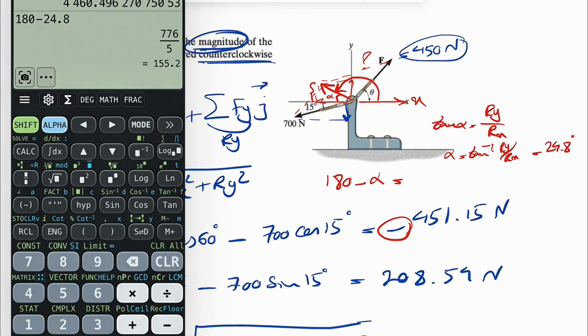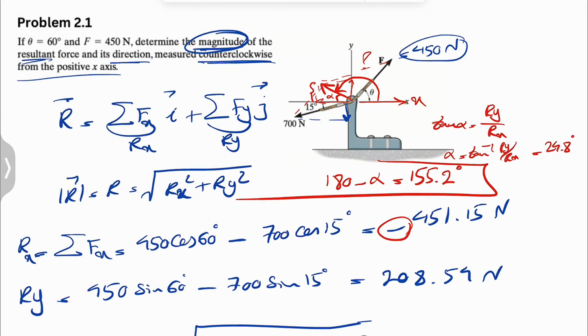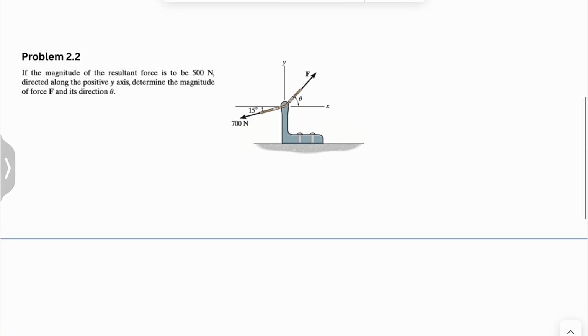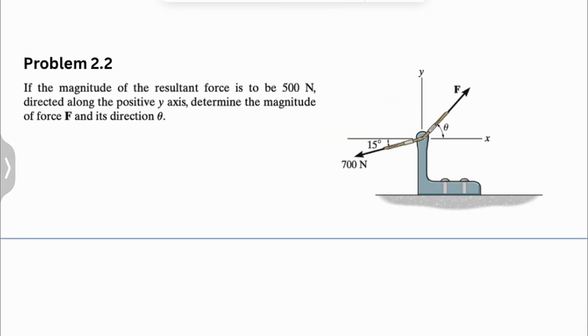Because it starts with 1, we can report it with four significant figures, so 155.2 degrees. And that's going to be the angle with the positive x-axis. So that was the answer for the first question. For the second one, as I mentioned, we're going to go with trigonometry. So we're going to use the parallelogram law, or law of cosines and law of sines, in order to find the answer.